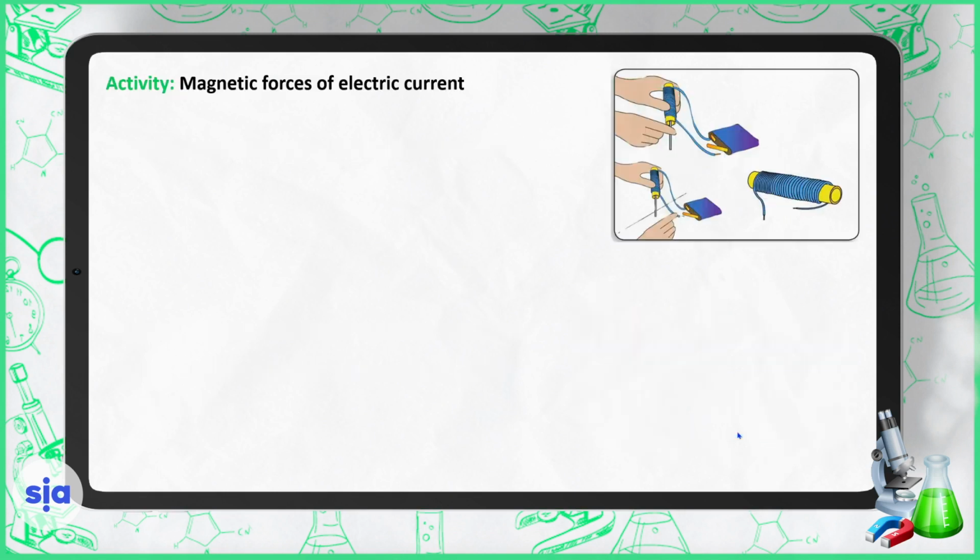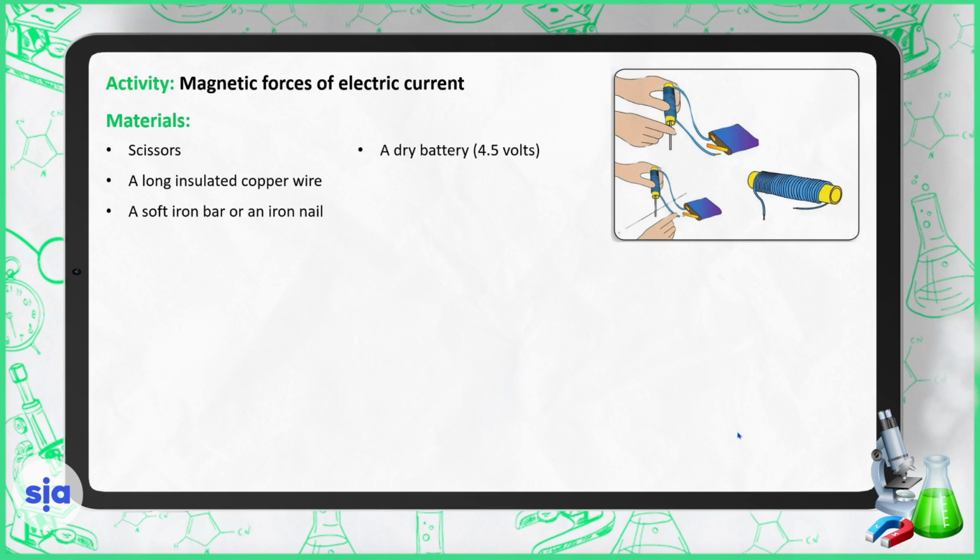Let's think about this activity together. Magnetic forces of electric current. We will need scissors, a long insulated copper wire, a soft iron bar or an iron nail, a dry battery, 4.5 volts, iron filings, and two open-ended plastic tubes.